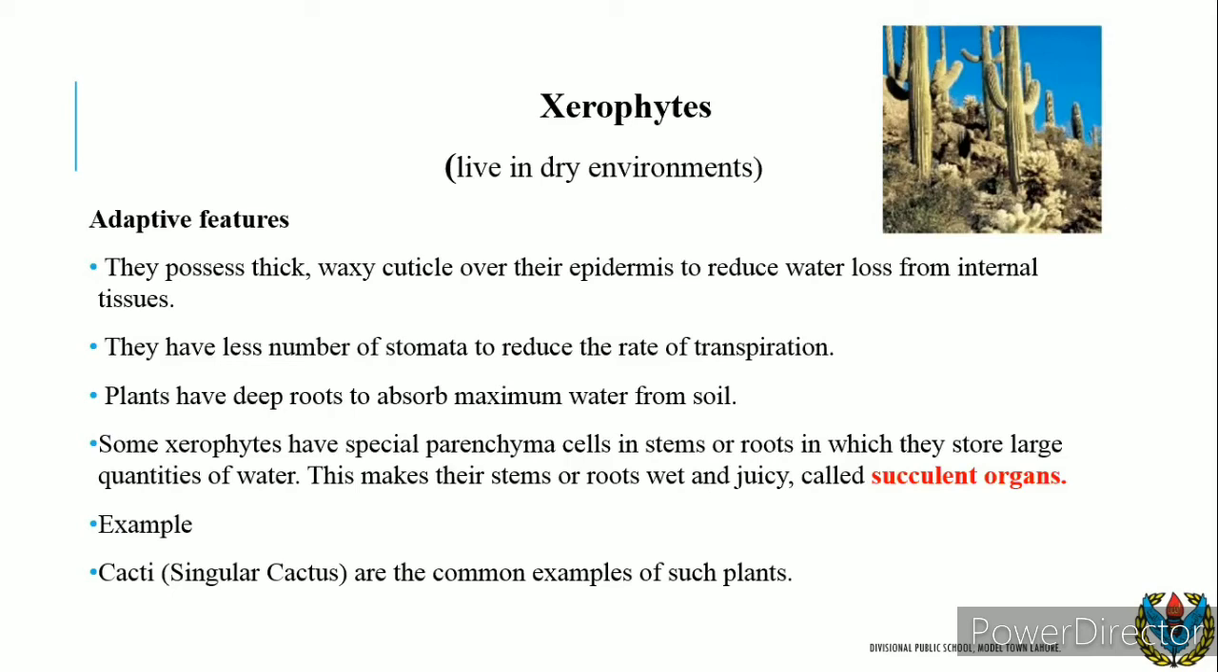This storage makes their stems or roots wet, number one, and secondly juicy. Such type of parenchymatous cells is called a succulent organ. Now short questions can be taken from this slide. What is meant by succulent organ? They are juicy, wet roots. Examples of xerophytes are cacti. Their singular is cactus, as mentioned in this picture.